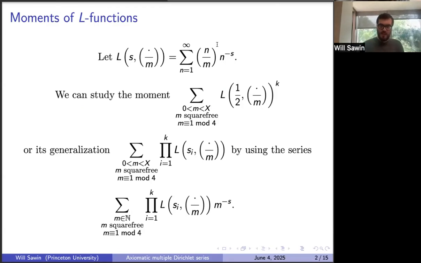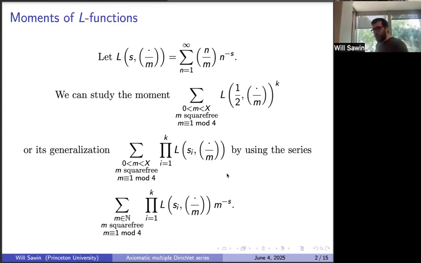Studying moments of L functions means I take a value of this L function. I've taken here the critical value at the point 1/2. I raise this to some power, and I want to understand the average of that over my family of L functions. So I'm summing it over m in some range. I'm choosing m to be square free and congruent to 1 mod 4 just to make the L function nice, make its functional equation nice.